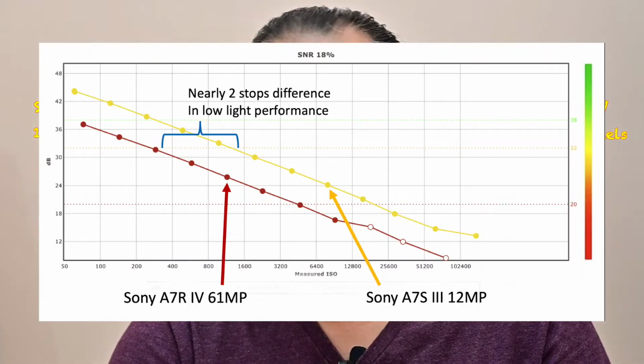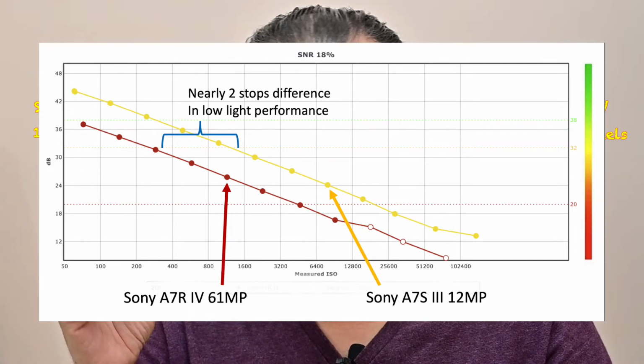Now, take two full frame cameras, and I'm going to quote from the famous brand which you guys love, Sony. Sony makes two full frame cameras, the A7S III, which is 12 megapixel, and the A7R IV, which is 61 megapixel. Both are full frame. But why is the low light performance of the Sony A7S III better than the Sony A7R IV? The answer is very simple.